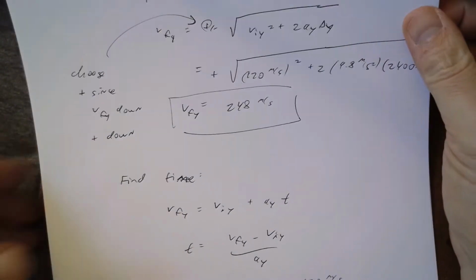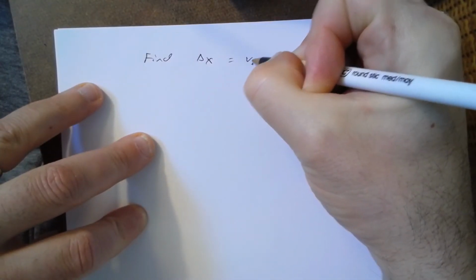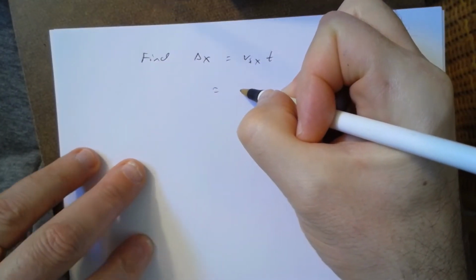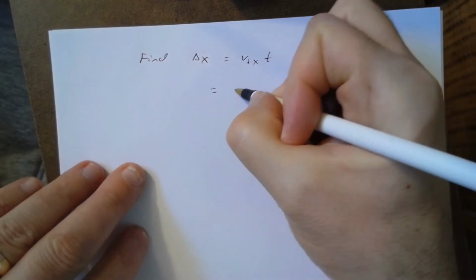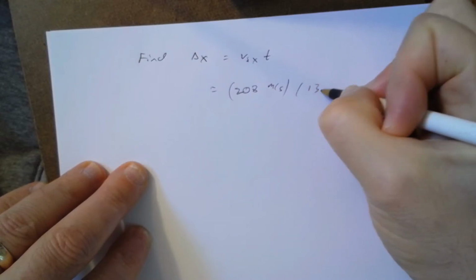So first I'm going to find the delta x, which is Vix times t. And Vix was 208 meters per second. Time was 13.1 seconds. So delta x turns out to be 2,716 meters. All right, so there's another thing I found. I'm going to try to refocus this.